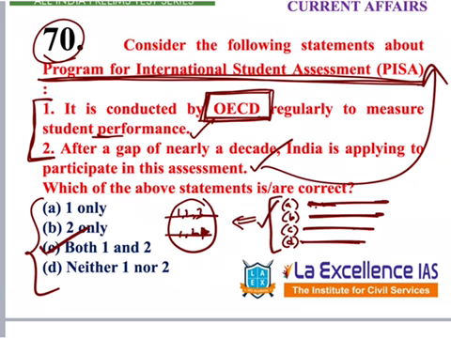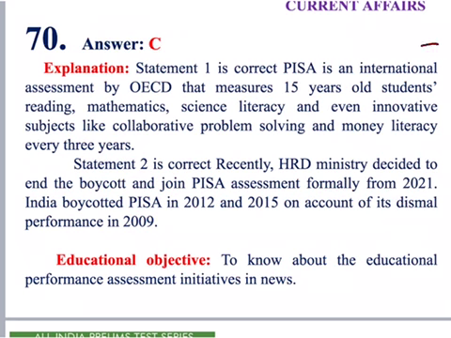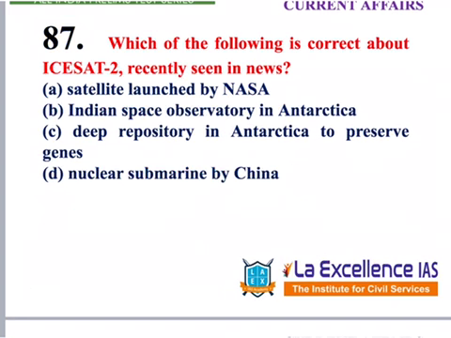So when solving such questions, we should be careful. This is the explanation for this question. Please go through it once. The next current affairs question is given under question number 87. Which of the following is correct about ISAT-2? This is the question. Recently in the news.